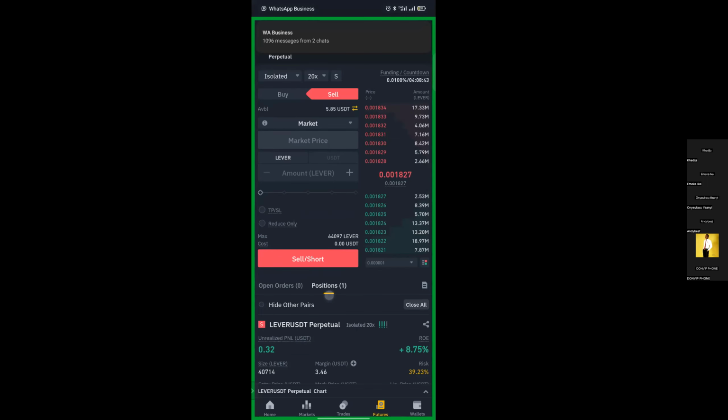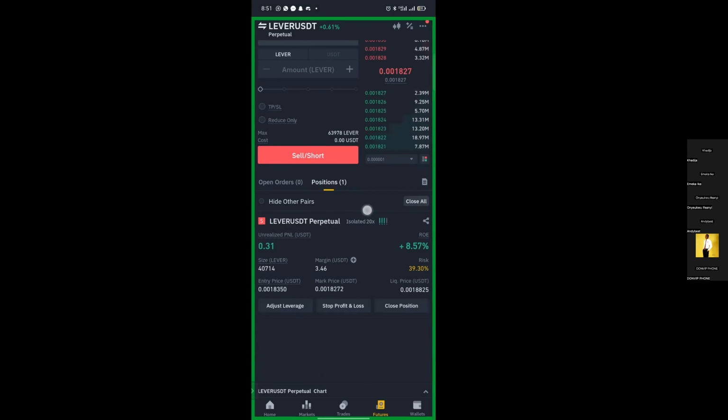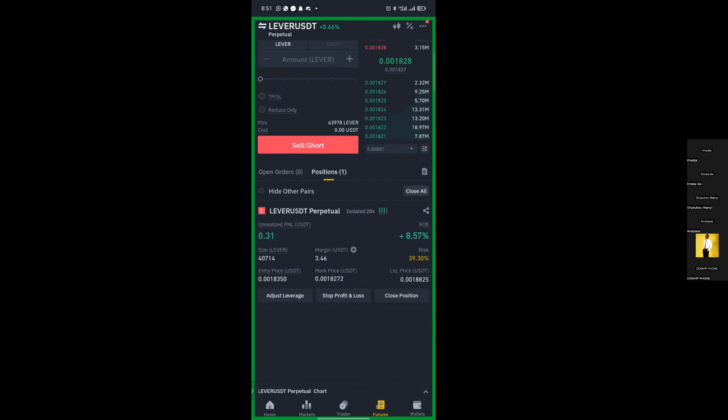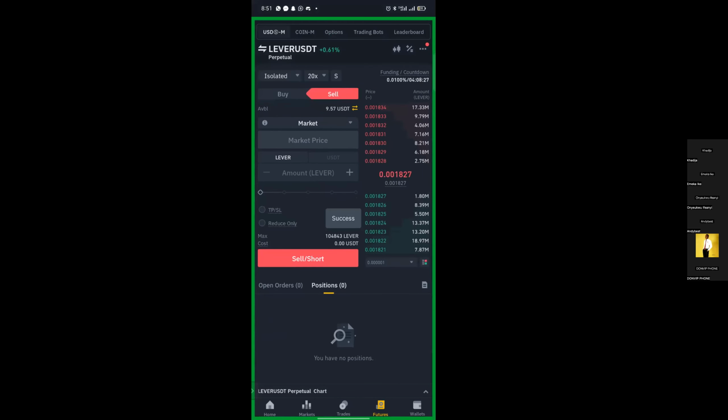So now you've seen how to use the isolated. Now let's go to the cross. I don't apply stop loss here because I will talk about the stop loss once and for all. So I'm going to close this trade now. I'm closing this trade. Good. Now I've closed the trade. Let's now try cross margin.